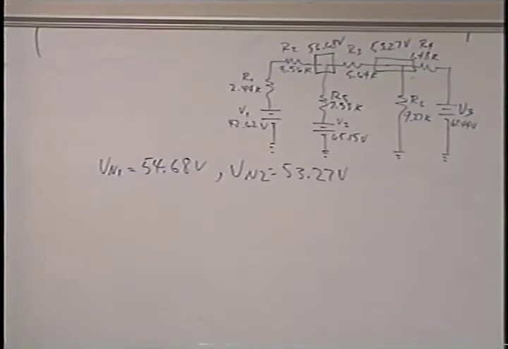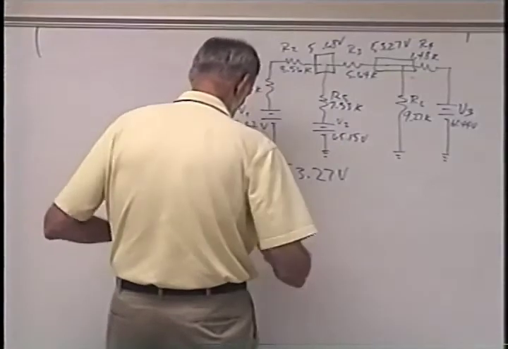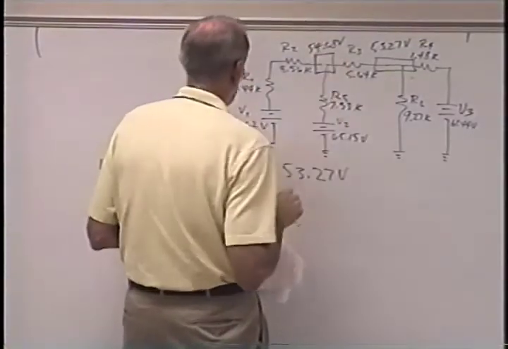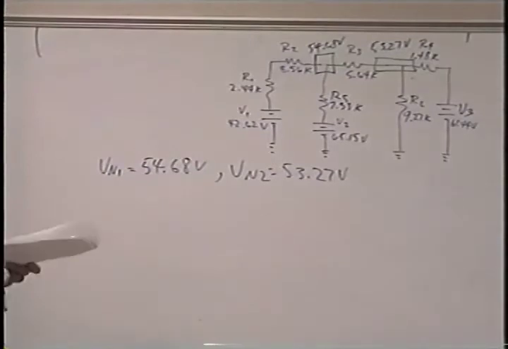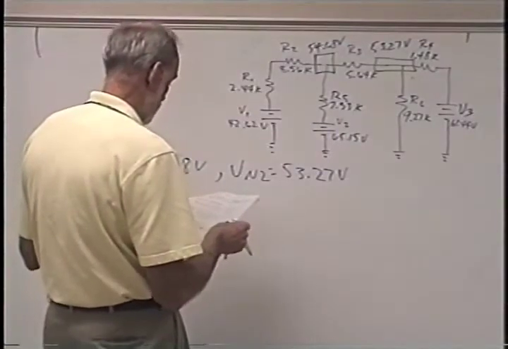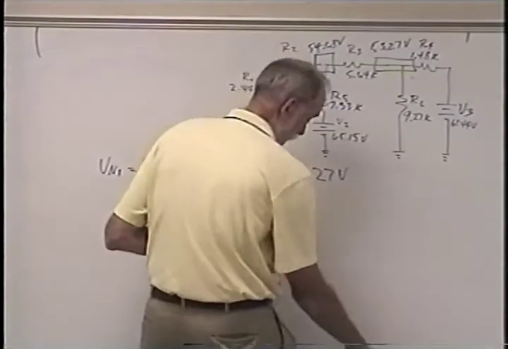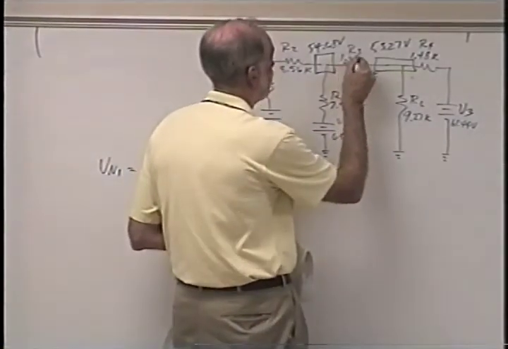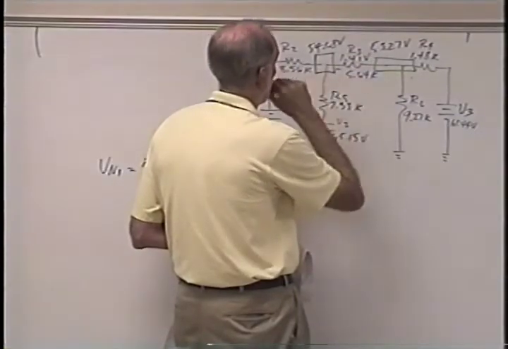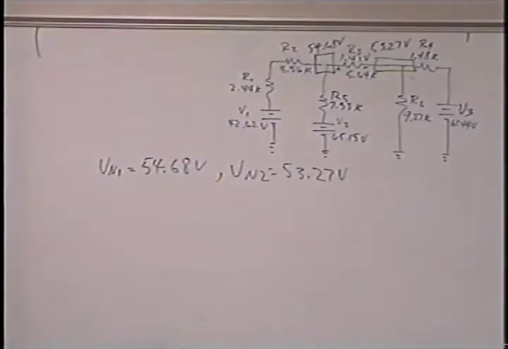Did I put those in the right order? No, that's 54.68 and 53.27. That's right. So V node 1 minus V node 2 turns out to be 1.41 volts. It's not negative. So right here we've got 1.41 volts, like so. So that's the voltage drop across R3.